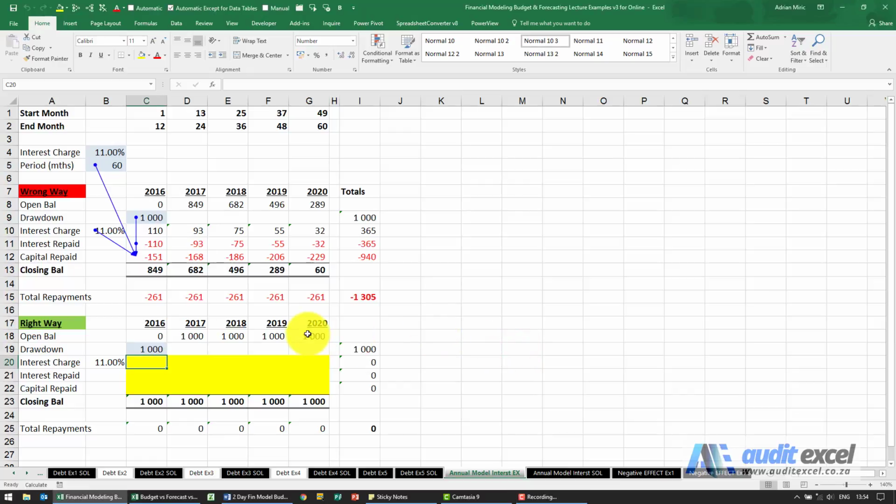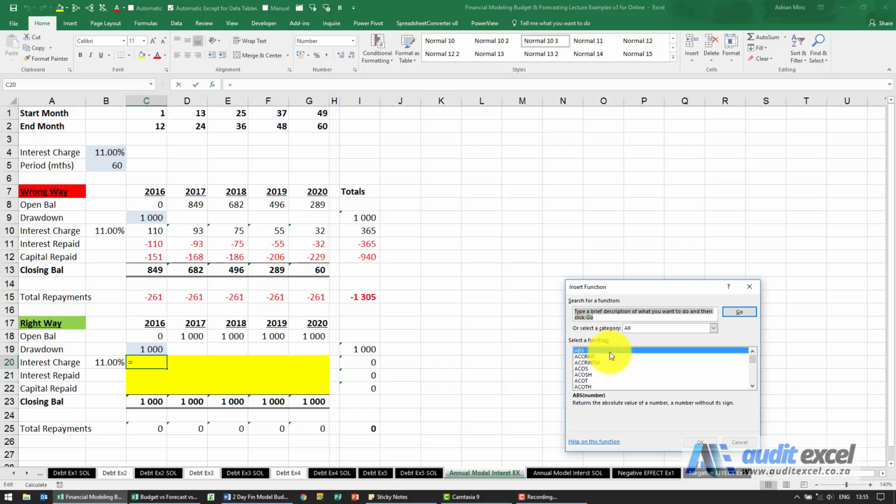The solution for this example, notice we've given up here what the start month and end month is. This should give you a clue. What we need to work out is what was the interest charged during this year, but we know that during the year we made monthly payments, so it cannot be opening balance times the percentage. So the function to use here is the CUMIPMT.